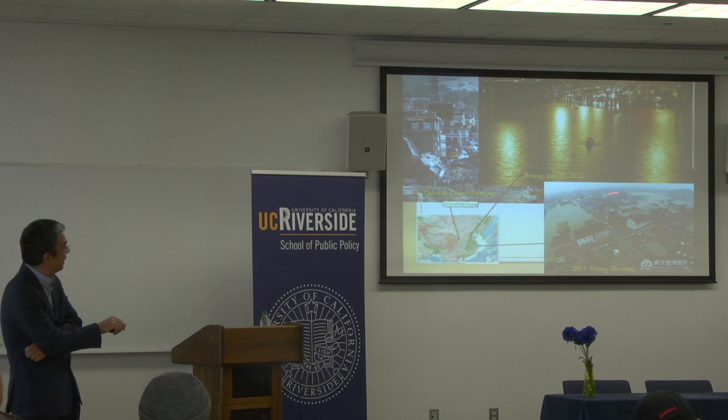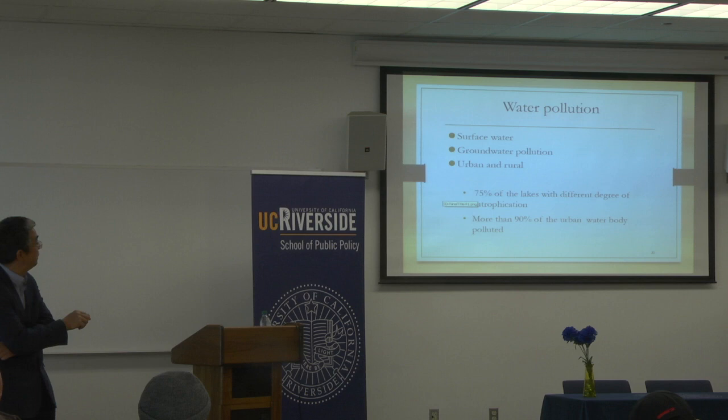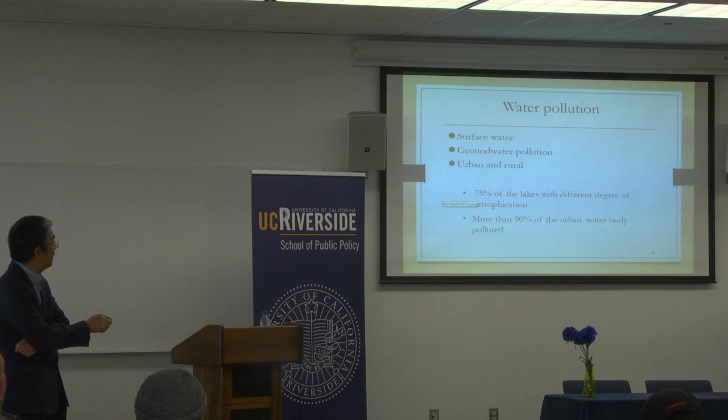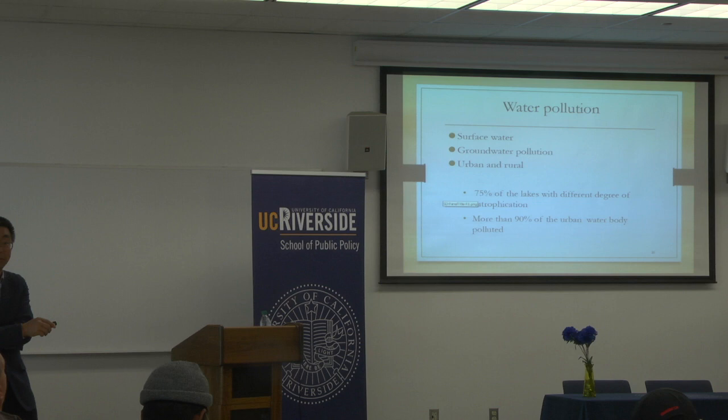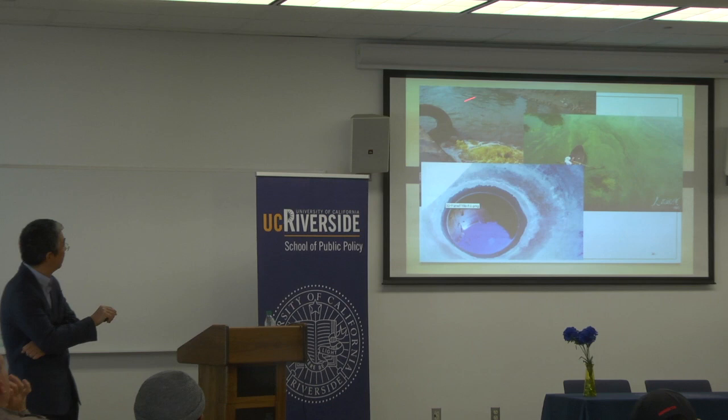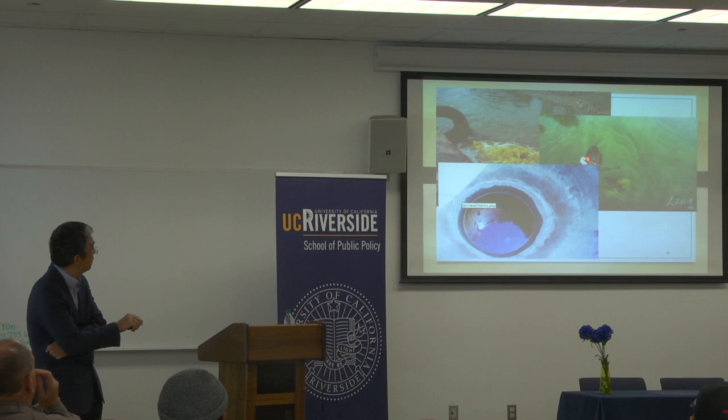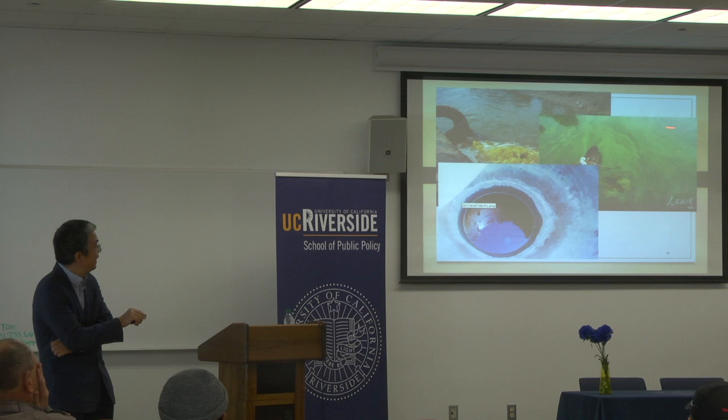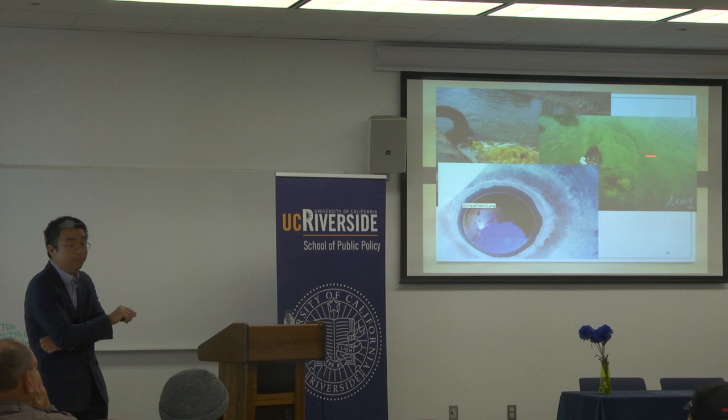And the water pollution: surface water, groundwater, urban and rural. 50% of the lakes have different degrees of eutrophication. That means too many nutrients in the water body. And more than 90% of open water bodies are polluted. This picture shows the discharge of wastewater into the groundwater. And this picture is a lake. Actually, I was there 10 years ago, asked to provide policy direction to deal with this.